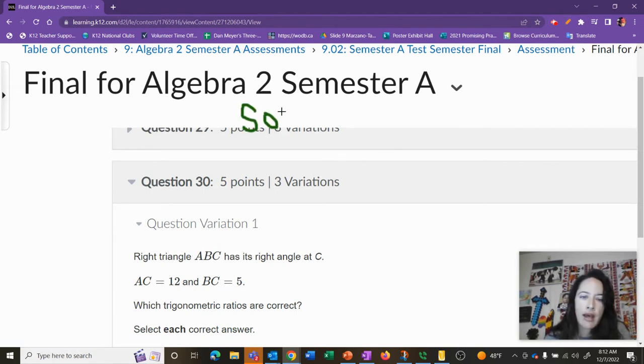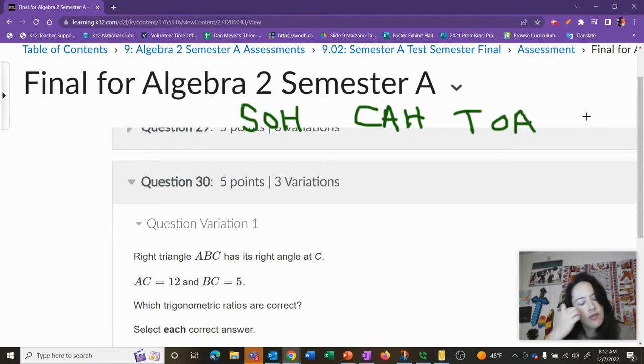SOHCAHTOA. Some of the common misconceptions have been how to find the opposite and the adjacent. So thank you for those students who've worked with me and shared their thinking and told me what they're seeing and how their brain is understanding it, because that helps us all.